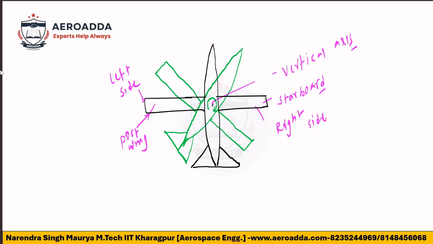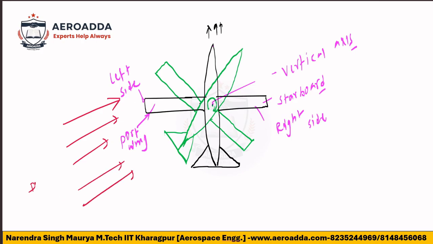If you see the moment, because of this moment, the aircraft should initially go in this direction. Right? The aircraft should go in this direction, but because of the side wind, or because of the disturbance, a disturbance came and hit the airplane. This is the disturbance.